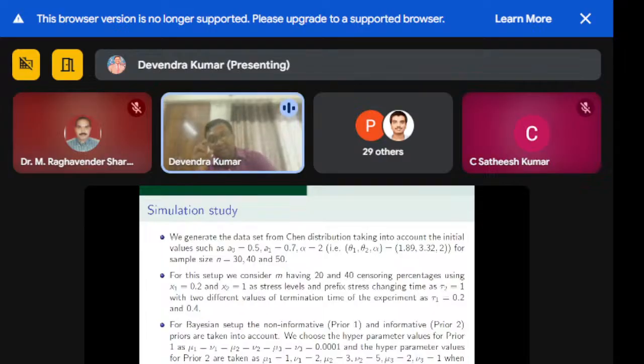So for the Bayesian setup, non-informative prior and informative prior are taken into account. We choose the hyperparameter values of the first prior, mu1, mu2 equal to 1, and hyperparameter values of the second prior mu1, mu2, mu3 and nu3 as 1, when a naught, a1 and alpha equal 0.5, 0.7, and 2, which reflect the prior knowledge about the parameters.